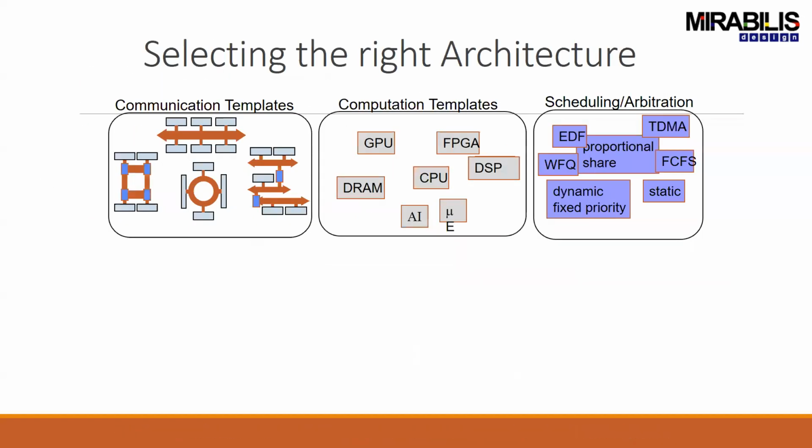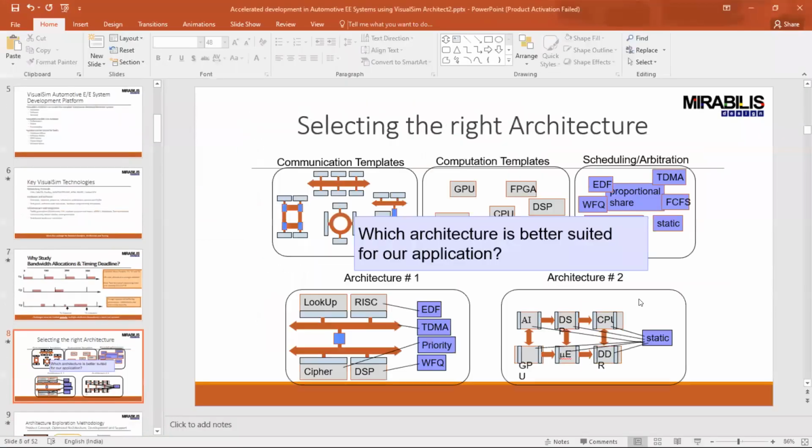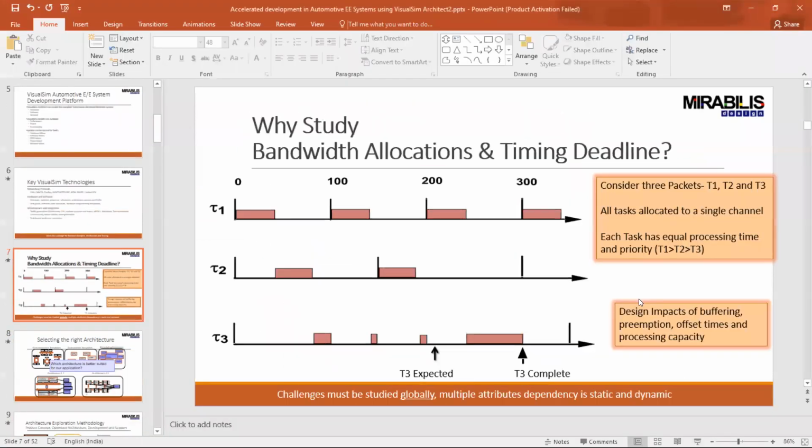So now the question comes, why study the bandwidth allocations and timing deadlines? Just as a small example shown here, let's say we have 3 different packets flowing at different time intervals. Each has a different traffic profile associated with it.